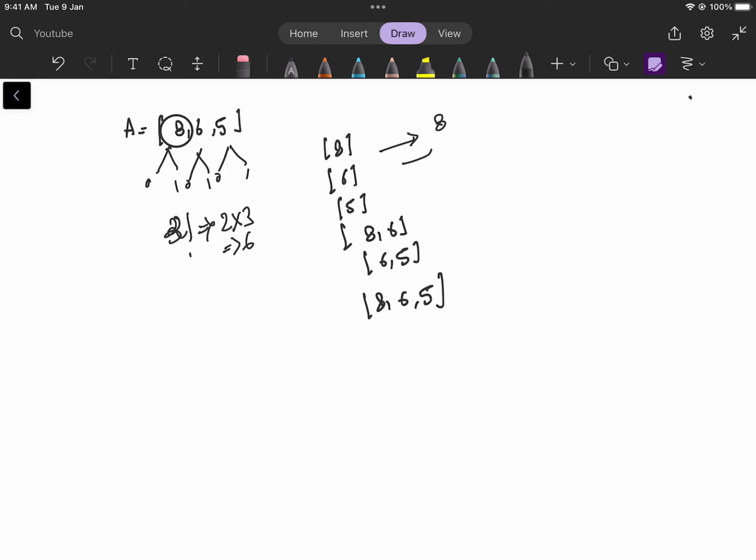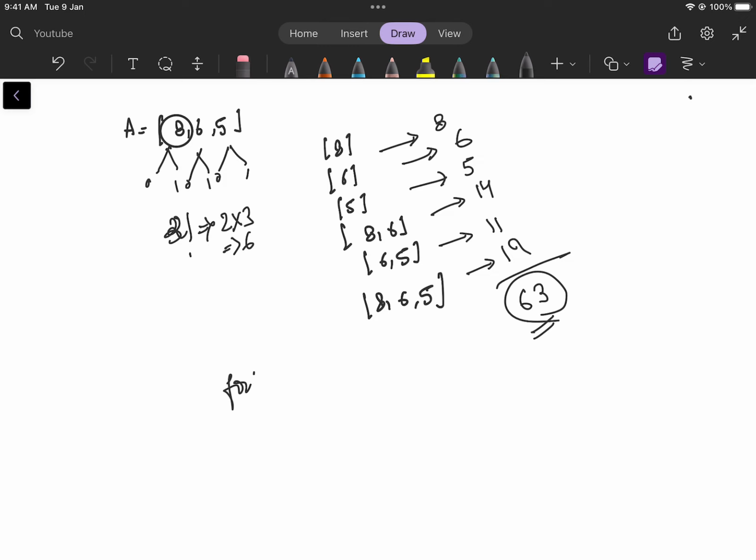So this sum is 8 6 5, this sum is 8 plus 6, 14, this is 11, this is 19, and if you do this sum, you will get 63. So you need to find this. The brute force is very simple, just an n square solution.